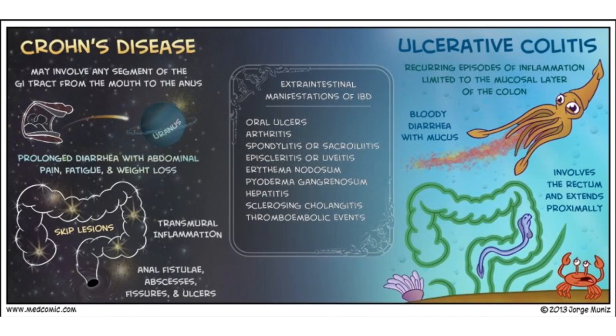So as we know, Crohn's disease, this is taken from midcomic.com. Thank you, Mr. George Muniz. So Crohn's disease may involve any segment of the GI tract from mouth to anus. We said this, mouth to anus. Very clever there. Saw what you did there. Well done. Prolonged diarrhea with abdominal pain, fatigue, and weight loss, and exhibit skip lesions with transmural inflammation.